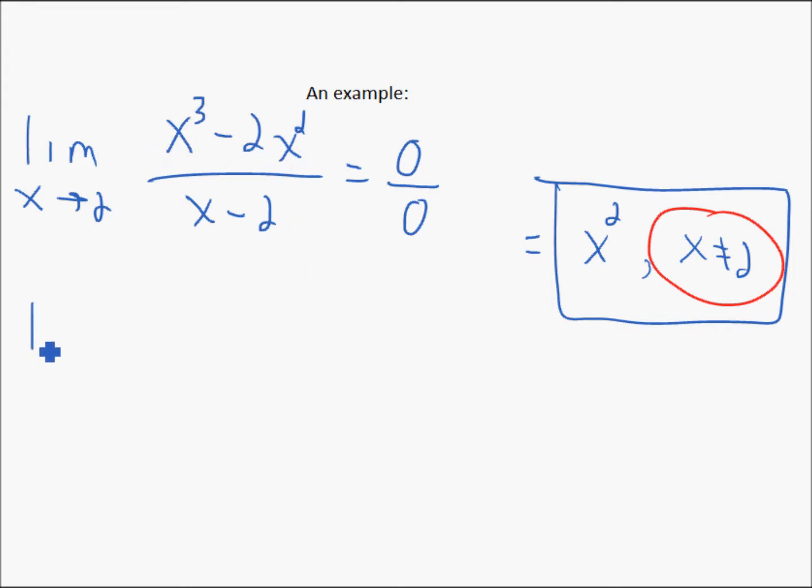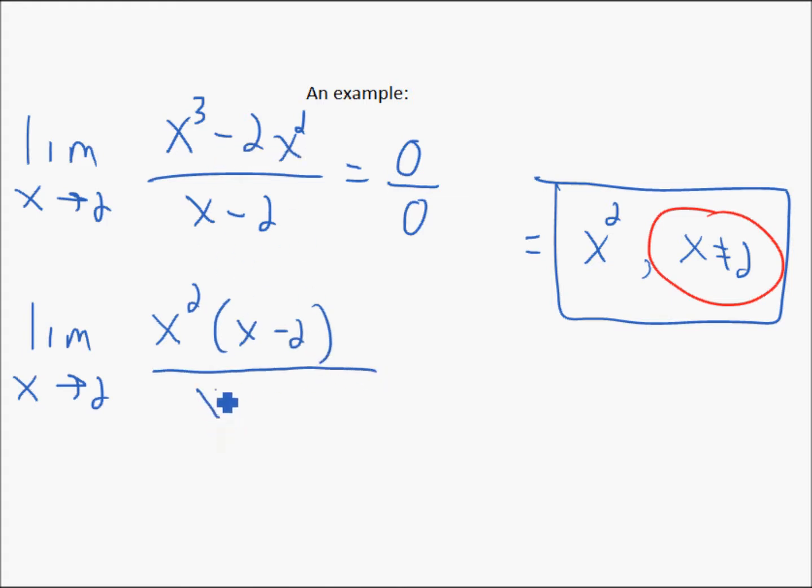So, here's what you really do. You plug in 2, you get 0 over 0. You're like, crap. This isn't good. So you got to factor it out. So now this is no surprise. I mean, we already did this. This is how I got the problem. So we factor an x squared out of the top. On the bottom, we have an x minus 2, and all good. They cancel out. So I still want to know what's the limit as x approaches 2, but I can replace that crazy function with just x squared.